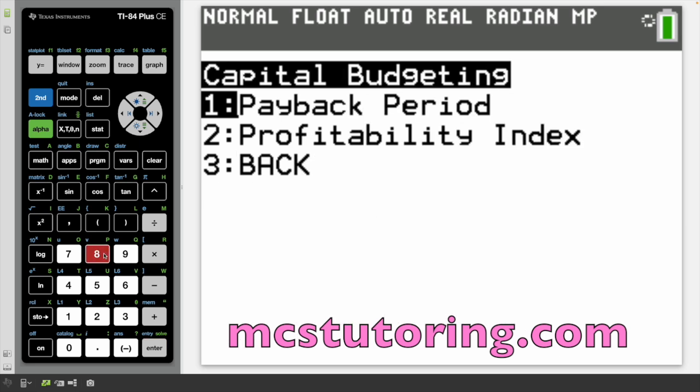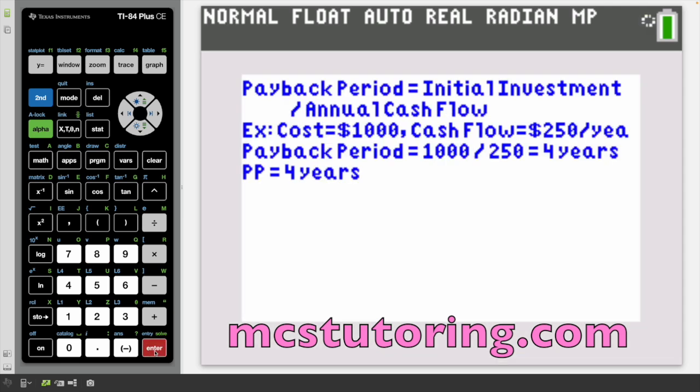Capital budgeting. We've got payback period and profitability index. So let's do payback period. It's initial investment divided by annual cash flow. So let's say the cost is 1,000, cash flow is 250 a year. So the payback period would be 1,000 divided by 250, which is 4 years. So payback period, 4 years.